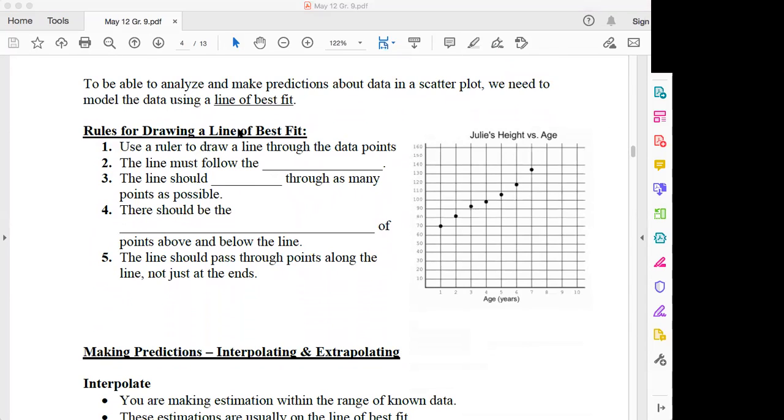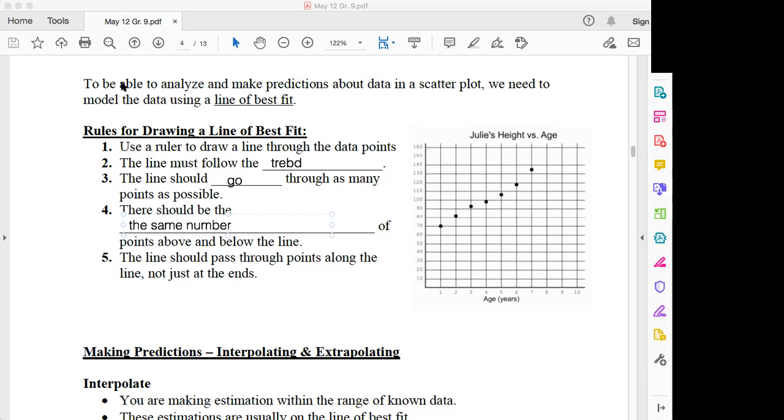So the rules for drawing a line of best fit. You use a ruler to draw a line through the data points. The line must follow the trend of the points. The line should go through as many points as possible. So you're not trying to connect every single point. You're just going to try to touch as many of them as possible. There should be the same number of points above and below the line. And the line should pass through points along the line, not just at the end.